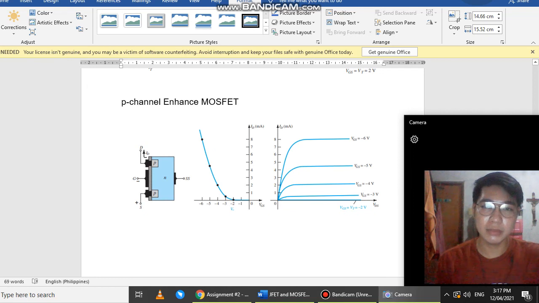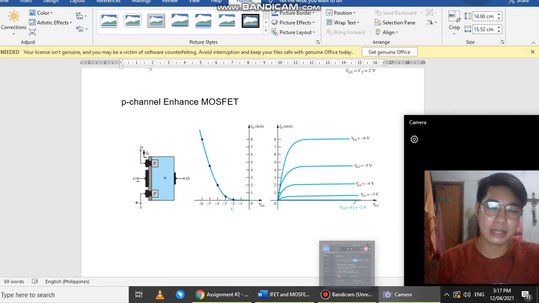And lastly, we have the P-channel enhancement MOSFET. Of course, it still has the same principle as the N-channel enhancement MOSFET. However, the polarity on the gate will also be reversed. So that's all about the MOSFET.